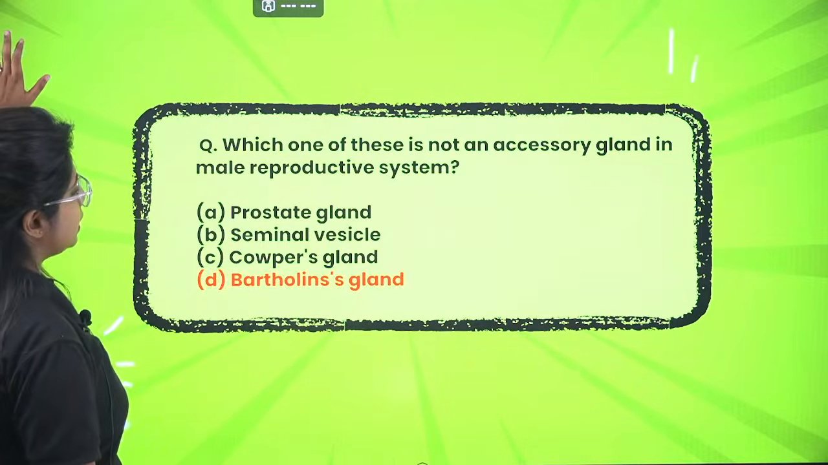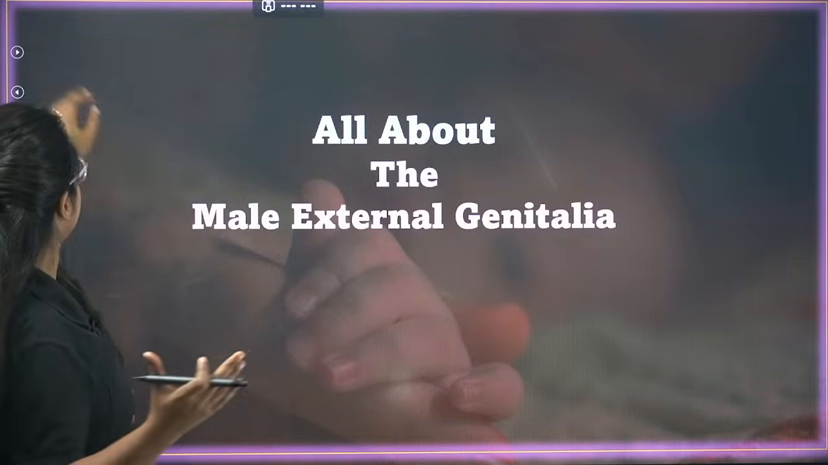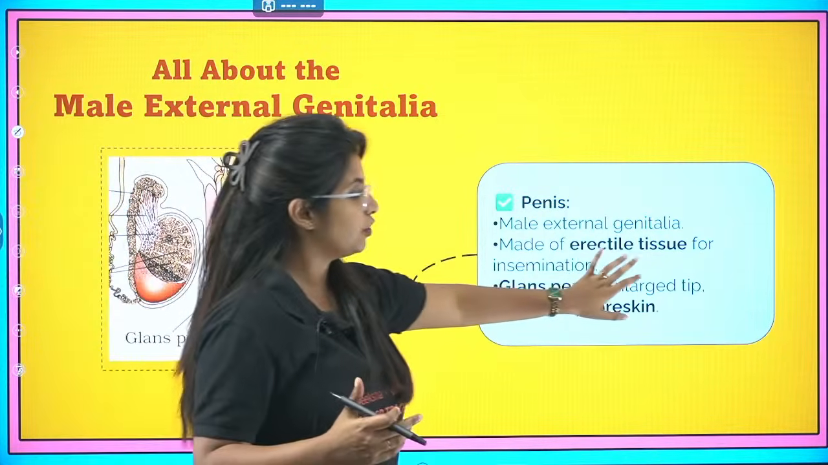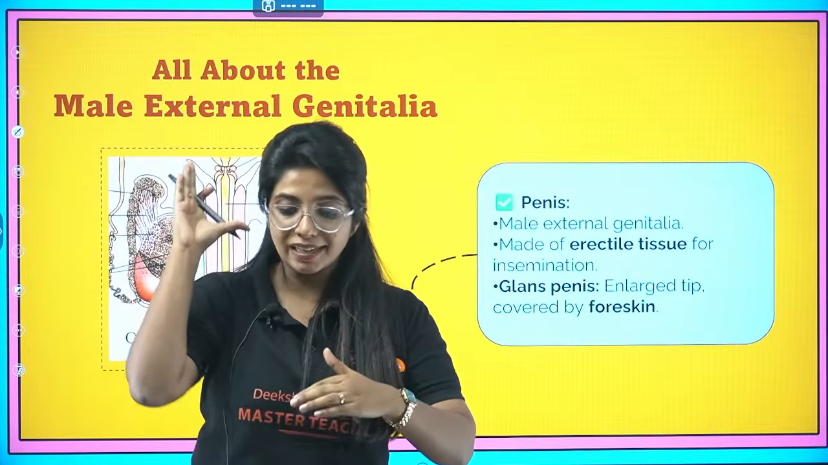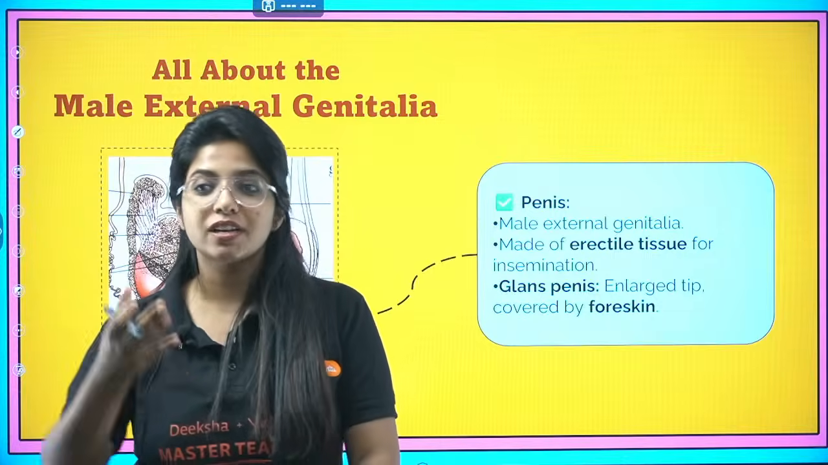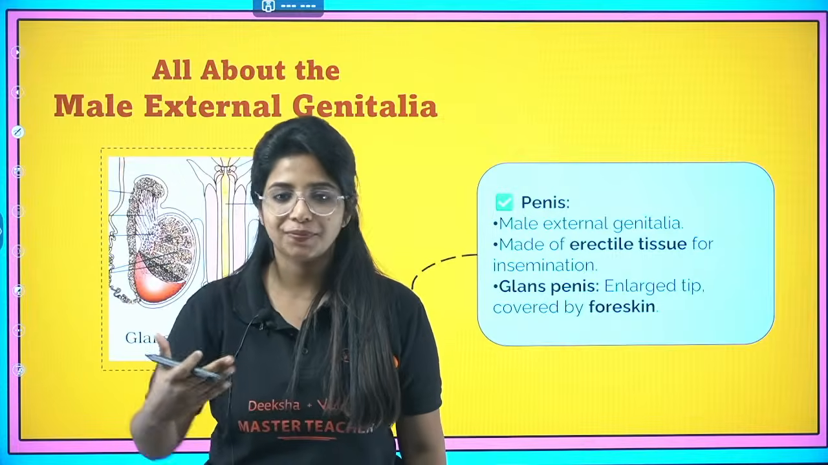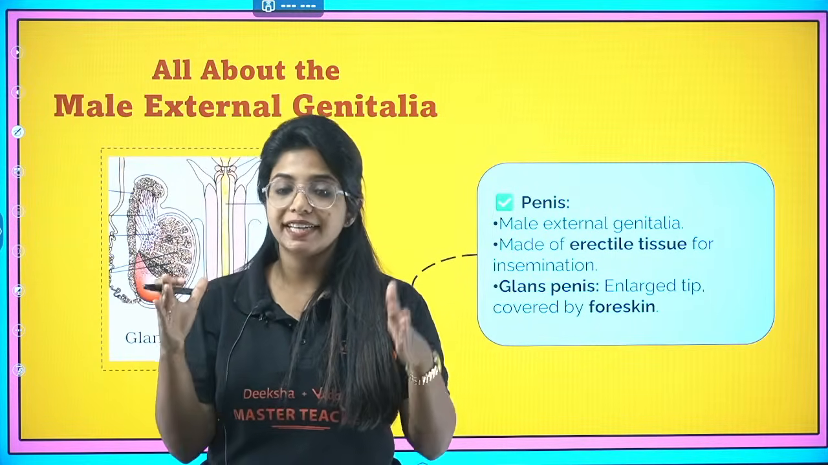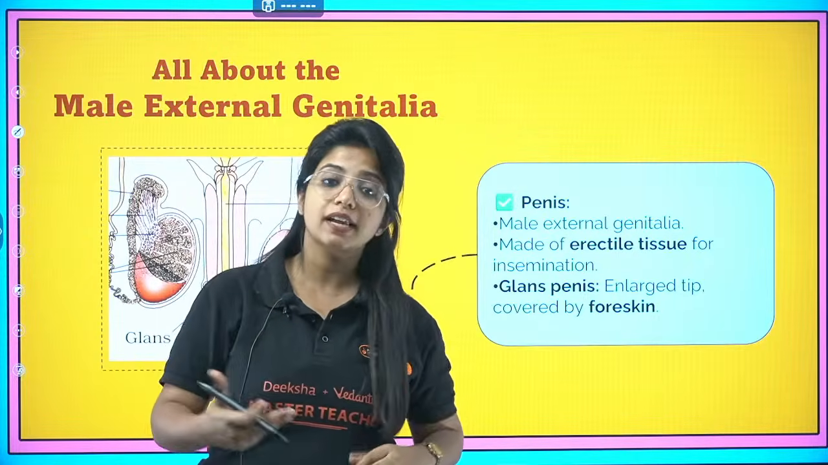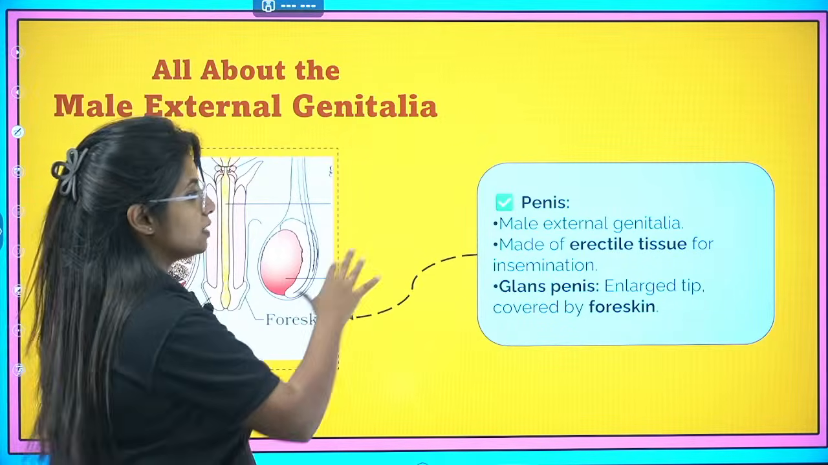And now finally, we have the external genitalia, the male external genitalia. That is basically the penis. And for the penis, I told you, it is made of erectile tissue. Erectile means they can get erect, and this is super important during the process of insemination. What do you mean by insemination? Transfer of sperm inside the female body is known as insemination. So if it is not erect, it cannot transfer the sperm, which is why some men who have erectile issues go see a doctor. That's when things get fine. So that is the role of erectile tissue.